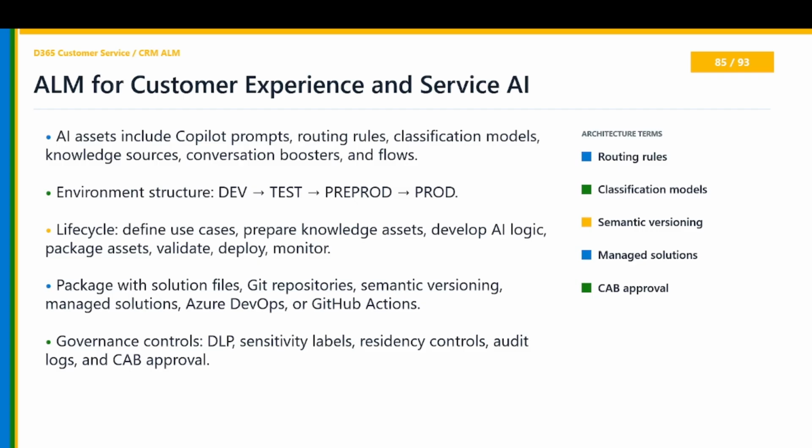then you should know that you design this platform to be grounded in knowledge and not hallucinate, and implement a base model that is grounded in a semantic reasoning and recommendation system. So point number one here, AI assets include Copilot prompts, routing rules, classification models, knowledge sources, conversation boosters, and flows. All these are what you need for developing an AI application here. So you need your Copilot prompt, the routing rules, classification models.